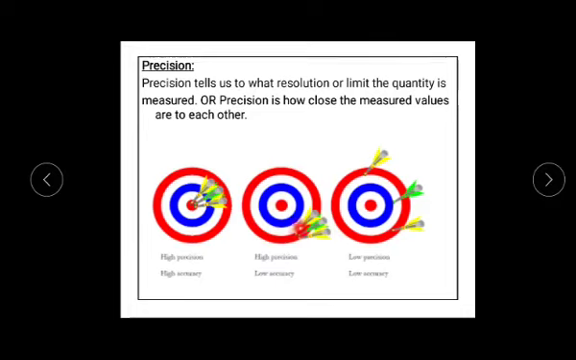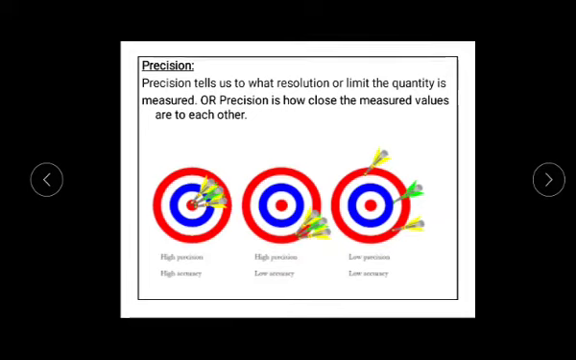Measured values, arrows are very close to one another. So measured values are close to each other, means what? High precision. Correct. Whether these are close to the center? No. These are a little far from the measured, means actual value. Correct. So measured values are a little far from actual value. Definitely accuracy is low. Okay. Accuracy is low, but it is high precision.